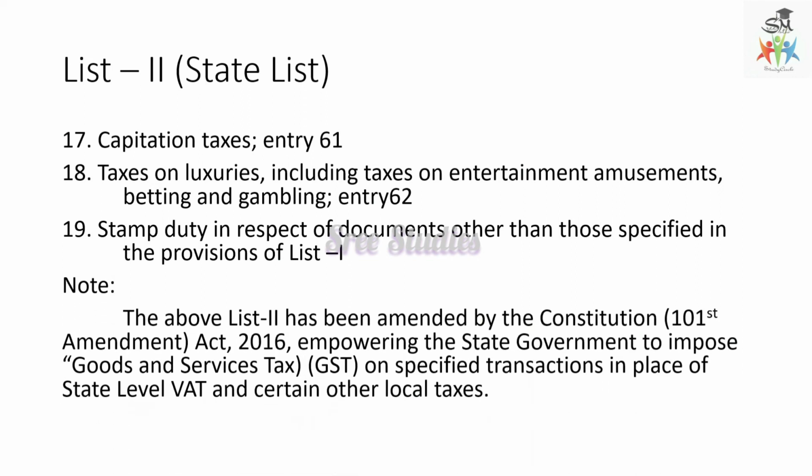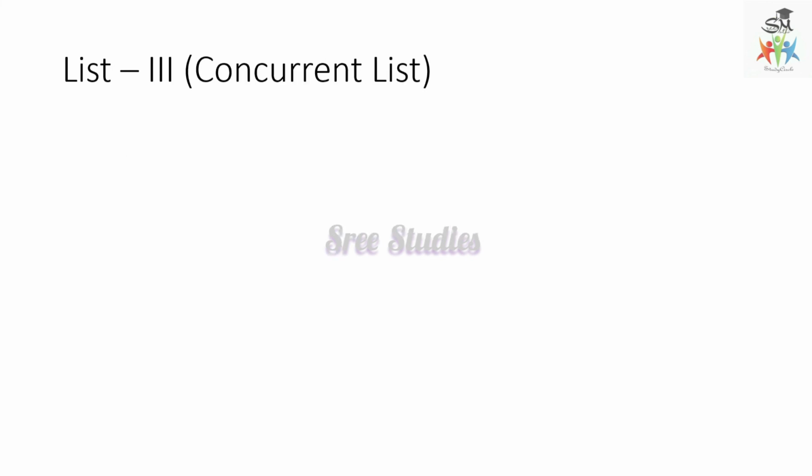So we have to note certain things. This List 2 has also been amended under the 101st Amendment Act 2016, empowering the state government to impose goods and services tax (GST) on specific transactions in place of state-level VAT, that is value added tax, and certain other local taxes. So instead of VAT, now we are following goods and services tax.